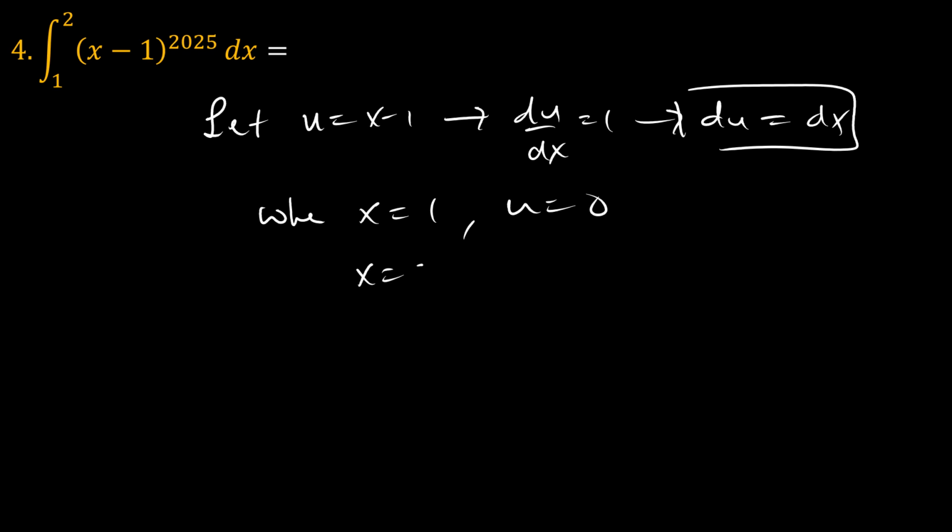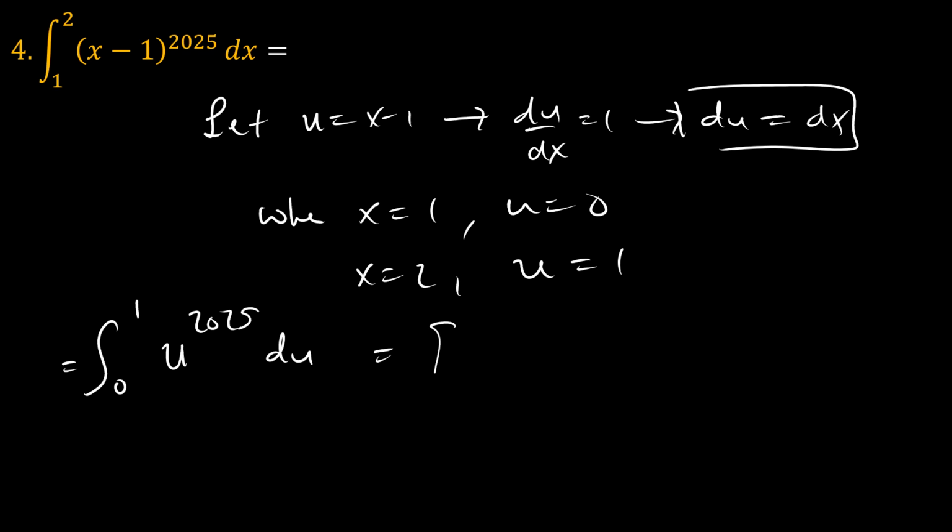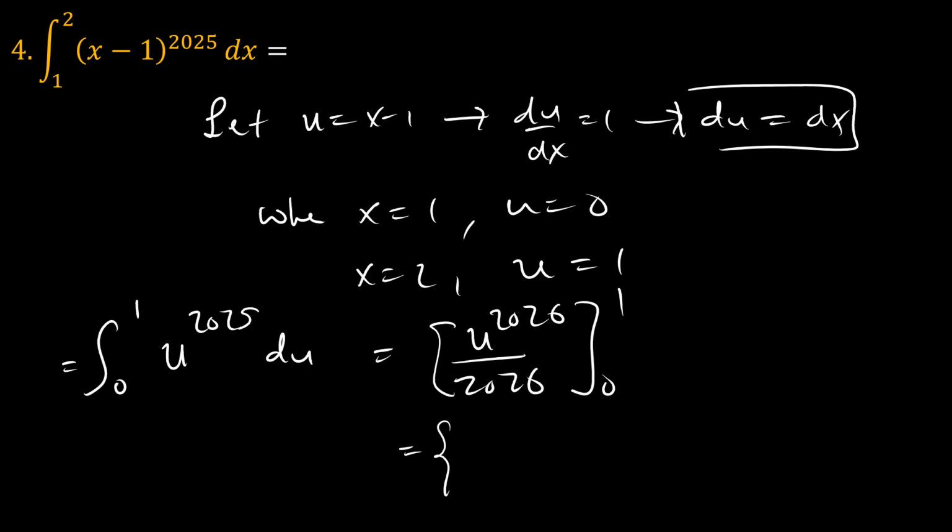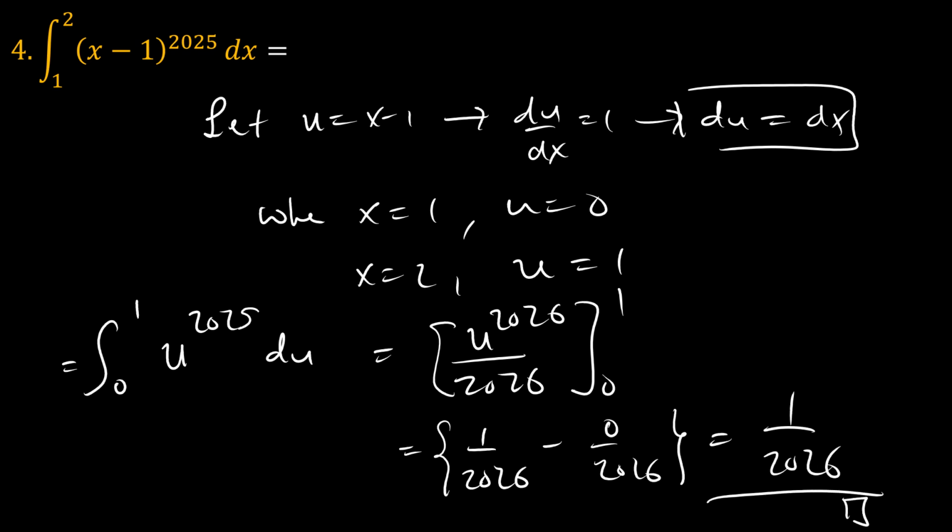When x equals 2, we see that u is equal to positive 1. So now we have the integral, in the u domain, from 0 to positive 1 of u to the power 2025, which is equal to u to the power 2026 over 2026, from 0 to 1, which means that we're just going to be left with 1 over 2026 minus 0 over 2026, which is equal to 1 over 2026. And that is the answer that was expected.